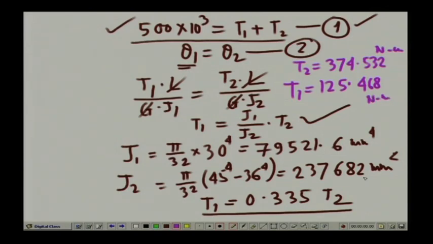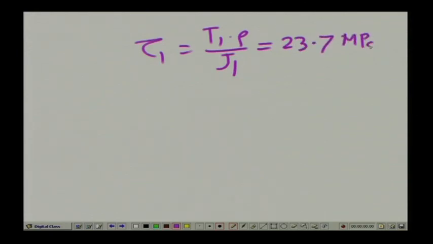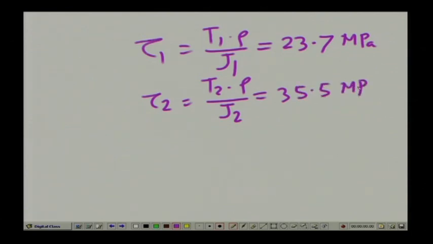Okay, so these are the values of T1 and T2, and correspondingly the shear stress tau 1 is equal to T1 rho by J1, and if we substitute the values it will come as 23.7 MPa. Tau 2 is again T2 rho by J2, and if we substitute the values this will come as 35.5 MPa. So, these are the values of the shearing stresses for the two elements.